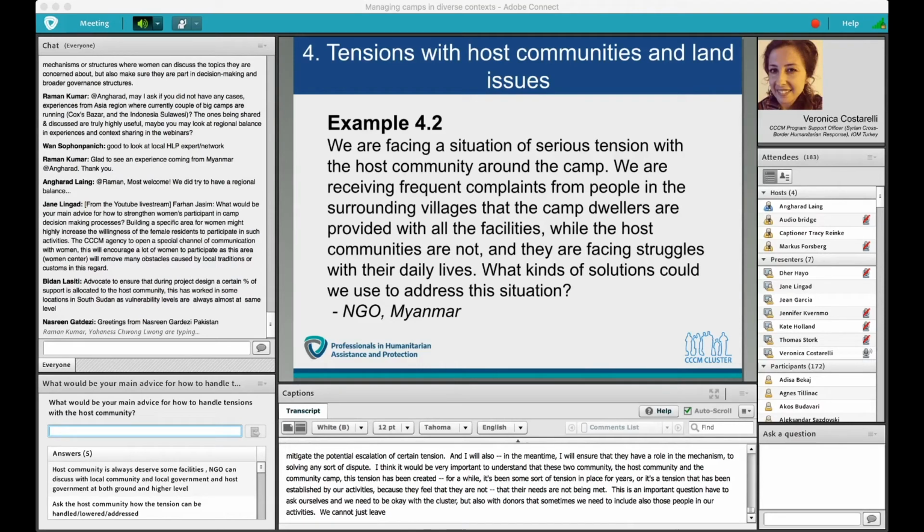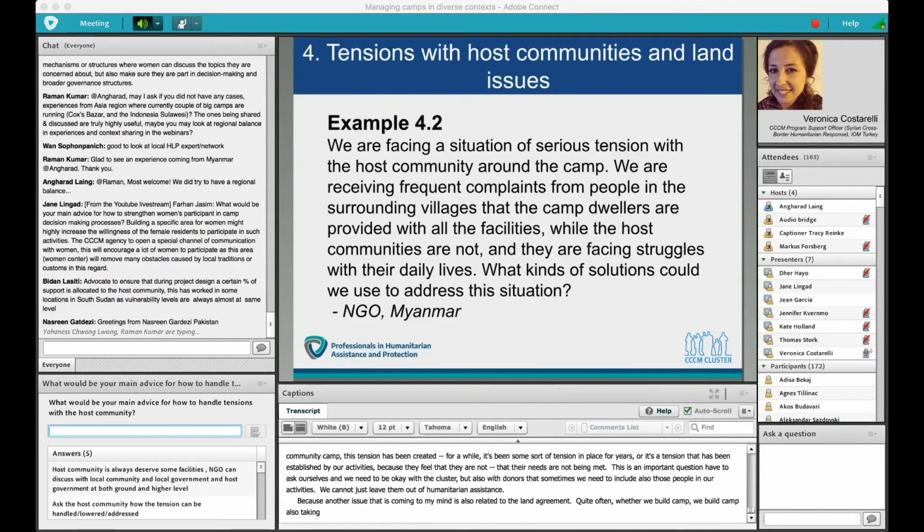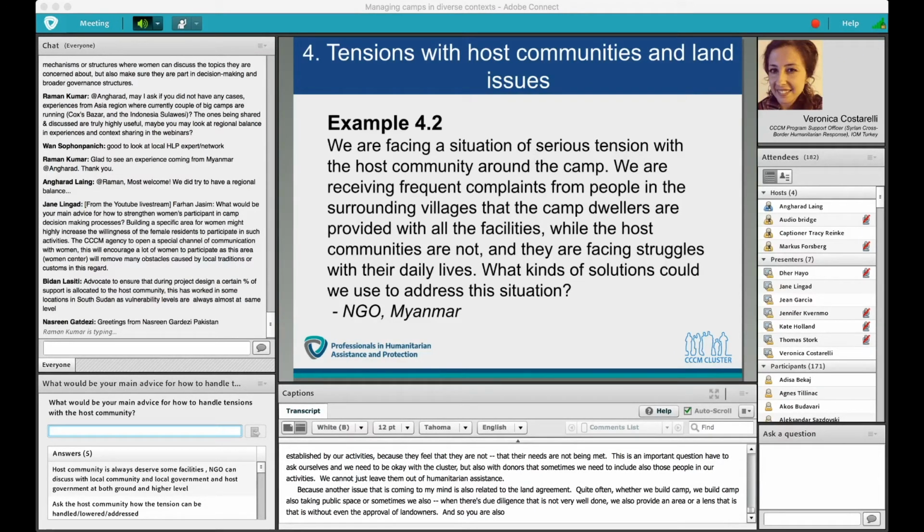Another issue that is coming to my mind is related to the land agreement. Quite often when we build a camp, we also take public space. Or sometimes, when due diligence is not very well done, we occupy an area or land without even the approval of the landowner, and so you are impacting daily life. It is extremely important to implement due diligence in that sense, in order to mitigate all the potential risks.